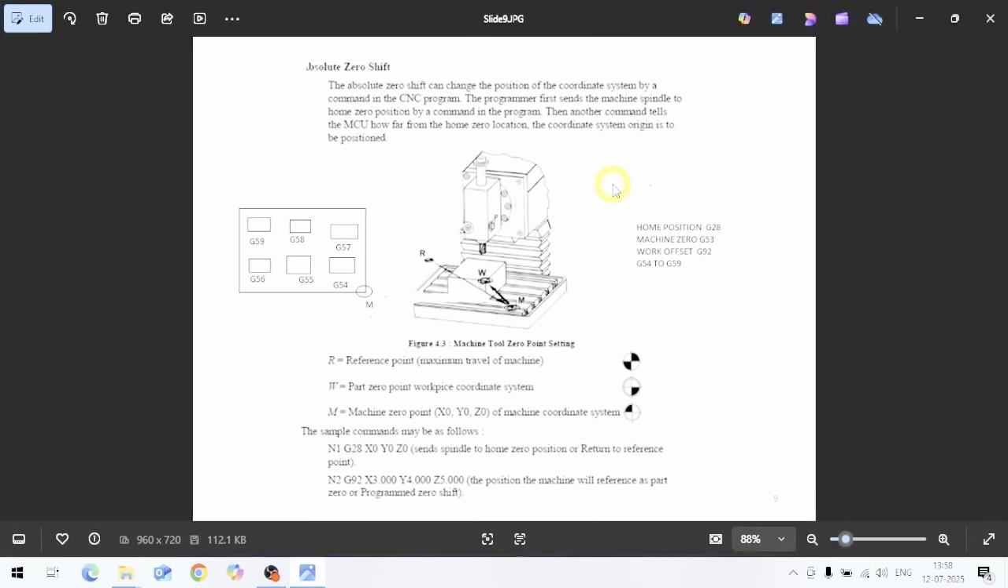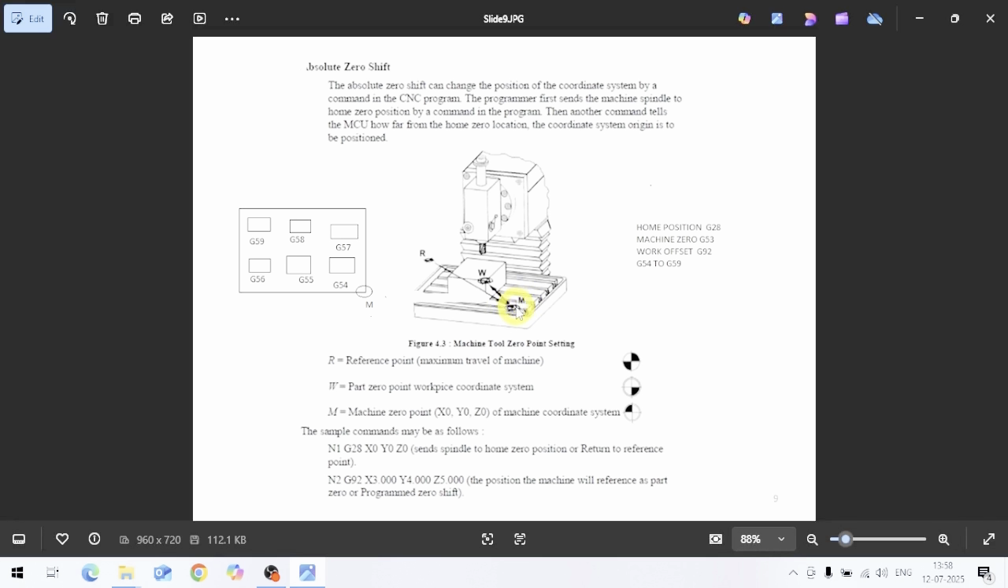Hello friends, today we are going to discuss absolute zero shift in CNC machines. In CNC machines, one is the machine coordinate system, the other is the work coordinate system, and the third thing is the reference point. Here this M represents the machine coordinate system, this W is the work coordinate system, and this R is the reference point. This reference point is the maximum travel of the machine.